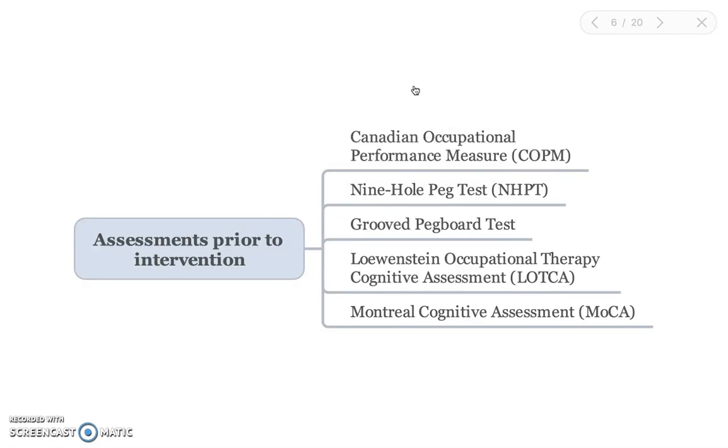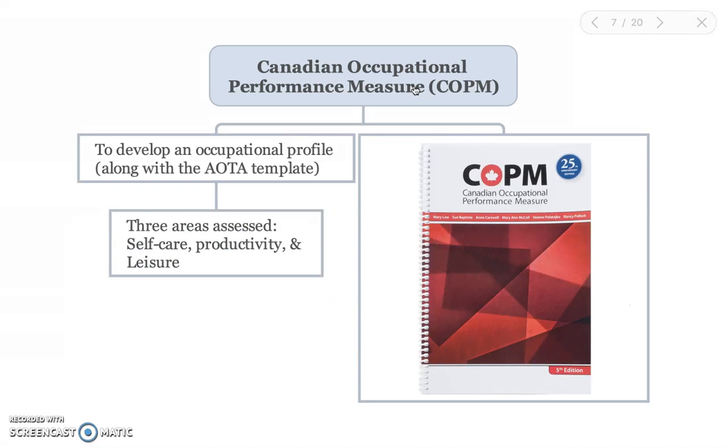And some assessments that we could conduct prior to intervention would be the Canadian Occupational Performance Measure, the 9-hole peg test, the grooved pegboard test, the Lowenstein's Occupational Therapy Cognitive Assessment, and the Montreal Cognitive Assessment. The COPM helps us to develop an occupational profile along with the AOTA template, and this helps us assess 3 areas: self-care, productivity, and leisure.